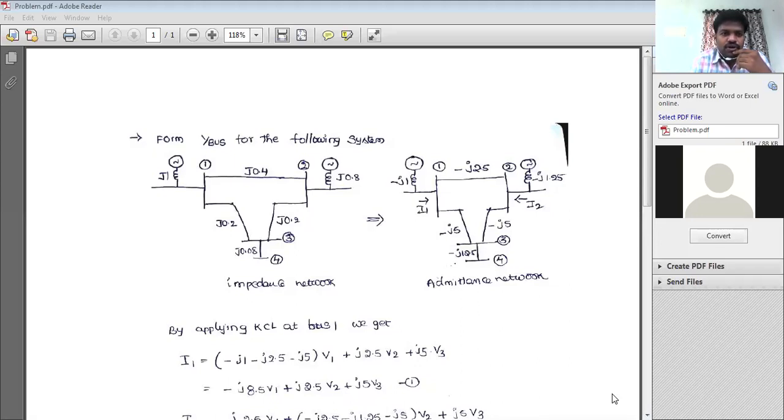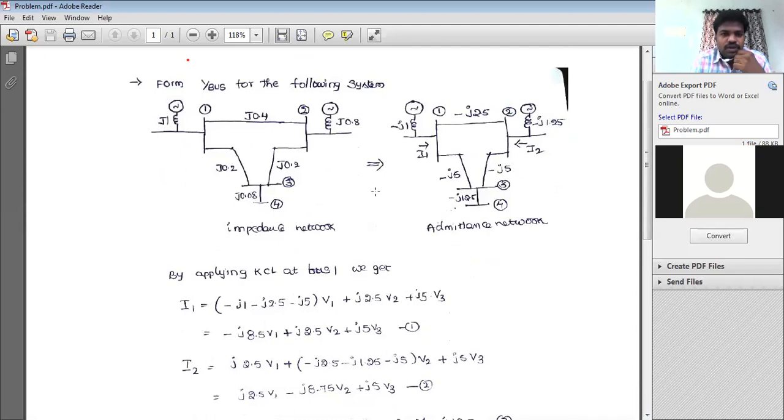Now you see here. Form Y bus for the following system. So this is the given problem. In this particular case, I have drawn two networks. The first one is the impedance network that is given. And in order to form the Y bus, we must consider the admittance network. That means all the impedances have been replaced by admittances, right?